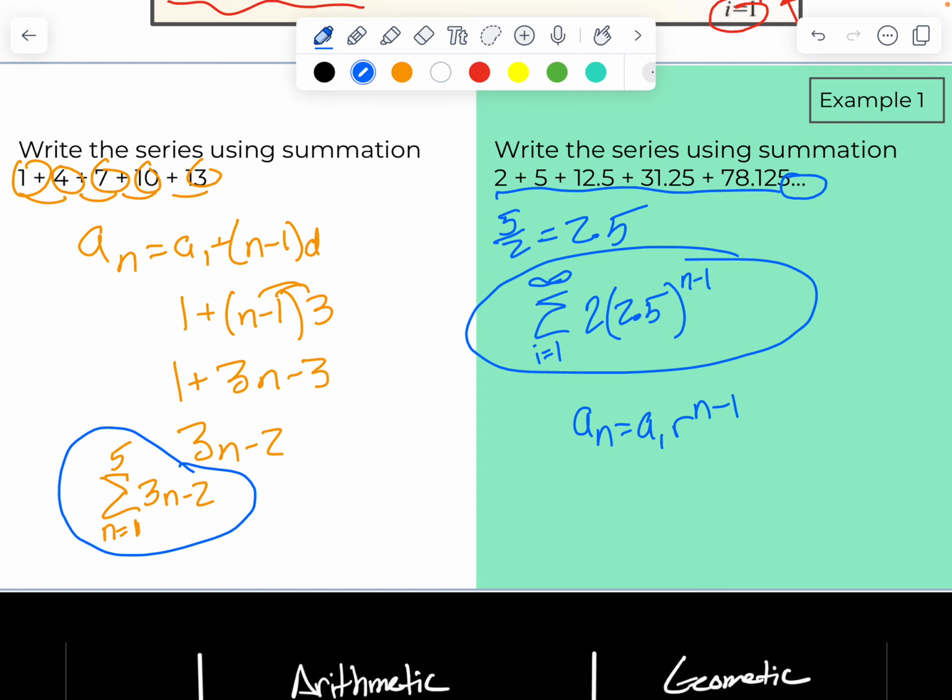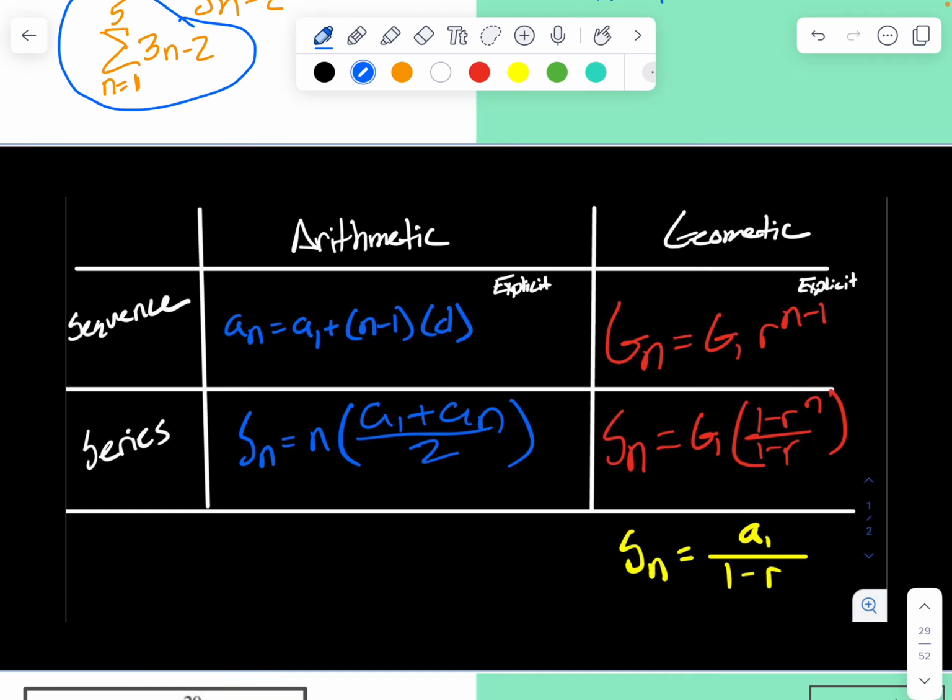They gave us the longer form of it, we wrote it in summation notation. This slide will be something that you want to have written down. You'll be able to use this on your quiz. I'll give this to you on your test as well.